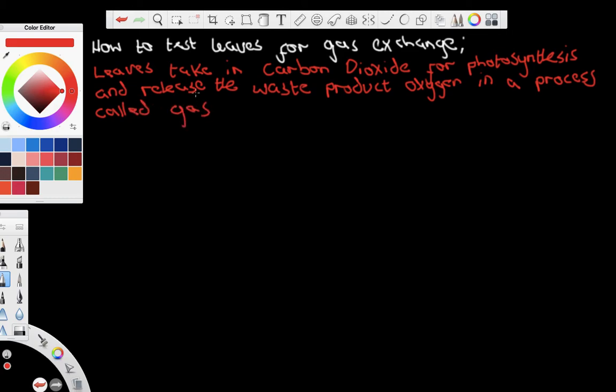Now, gas exchange is something that we covered both in B1 and B4. Okay, so if you can't remember about those, have a look back at your notes from those topics. Okay, so leaves take in carbon dioxide for photosynthesis and release the waste product, oxygen, in a process called gas exchange. If there is no gas exchange, photosynthesis has not taken place. So, no gas exchange equals no photosynthesis.